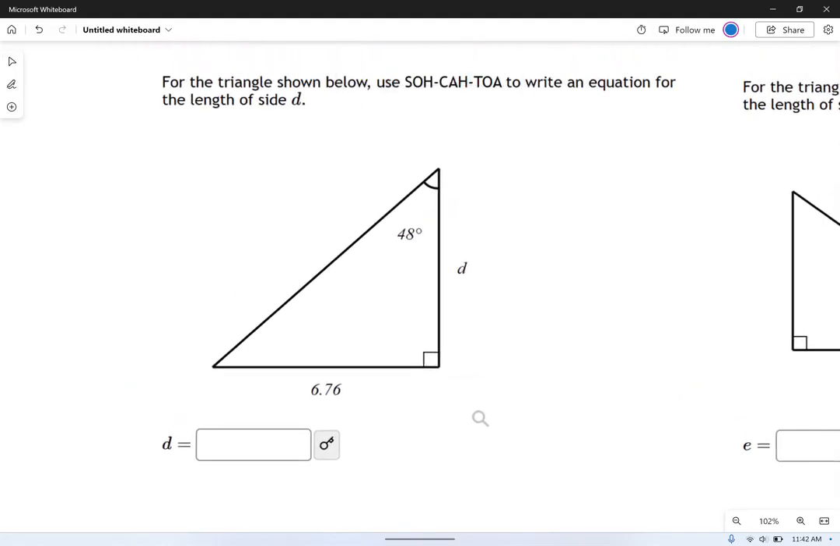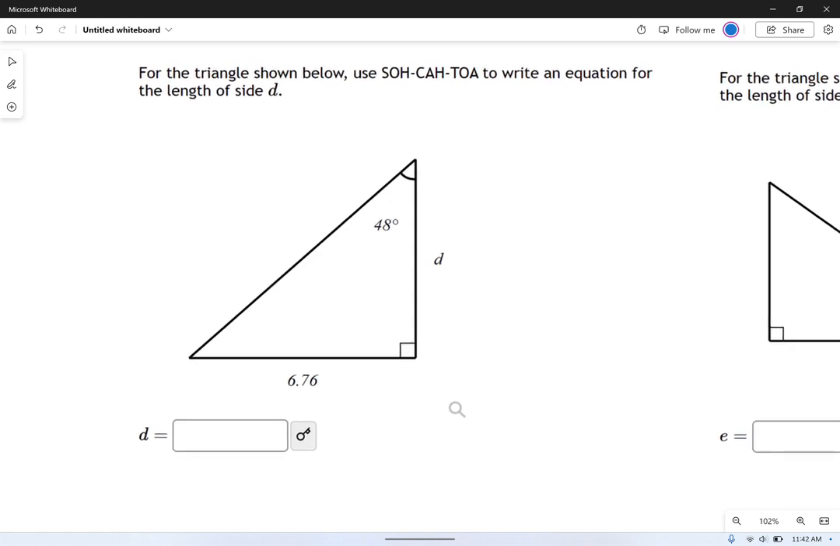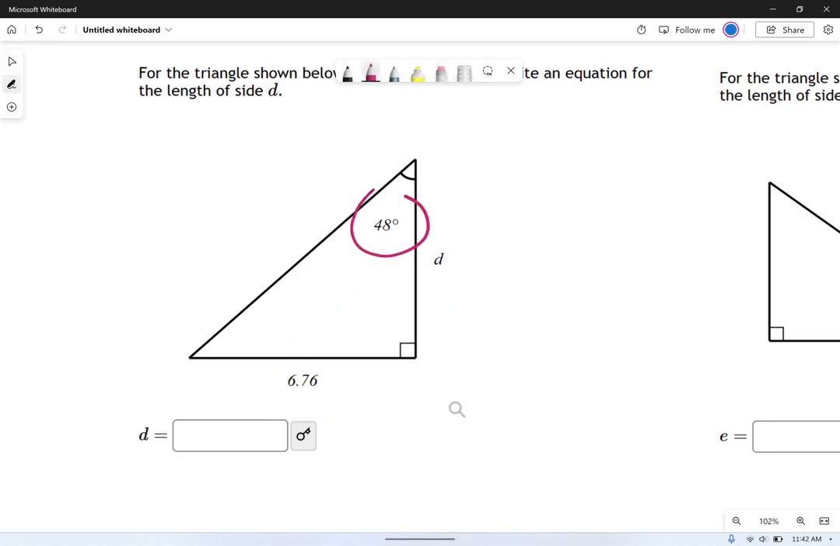So it says we've got a triangle. The missing side is D. Use something about SOHCAHTOA to figure out the side length of D. Now we've got some other information, right? 48 degrees, 6.76. I want to talk about the relationship between these sides right here and this angle up here. What's the relationship between those? In other words, are they opposite, adjacent, and so on?